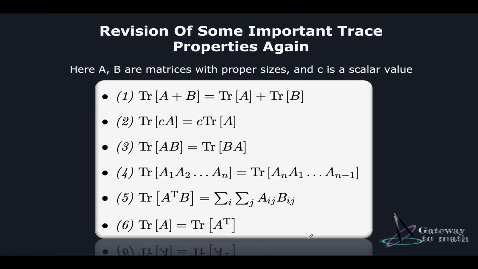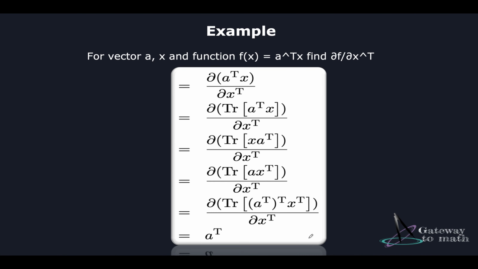Okay, so let's take an example here. For vectors a and x, so we have two vectors here, a and x, and the function is defined as f of x equals transpose of a times x. We need to find the partial derivative of del f upon del transpose of x. Okay, so we can write this function as del of transpose of a times x upon del transpose of x.